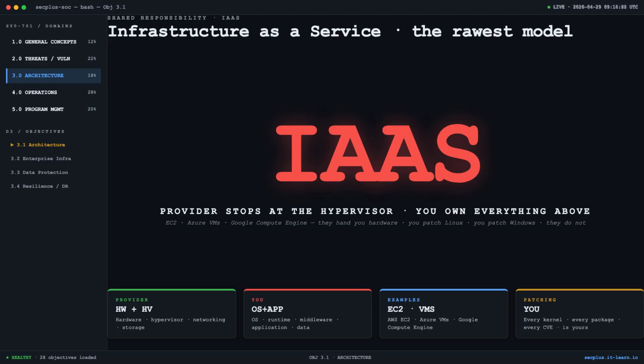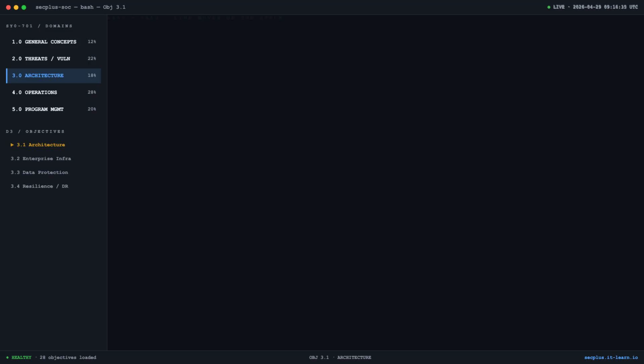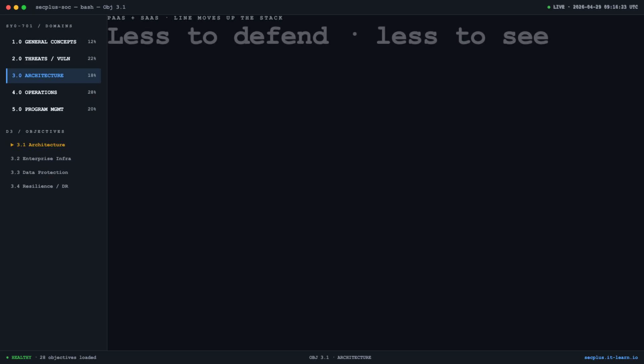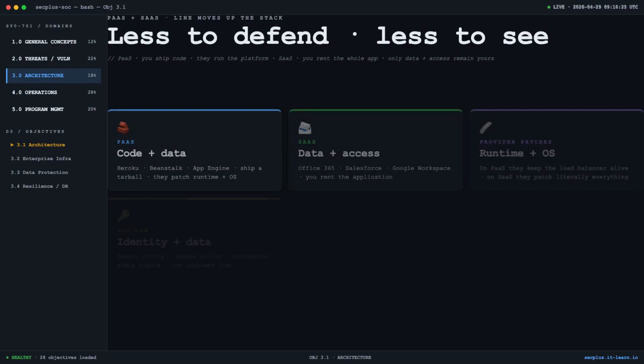PaaS, platform as a service, pushes the line up. The provider hands you a managed platform. Your job shrinks to 2 things: the application code and the data. Heroku, Elastic Beanstalk, Google App Engine. You ship a tarball, the platform runs it. They patch the runtime, they patch the operating system, they keep the load balancer alive.